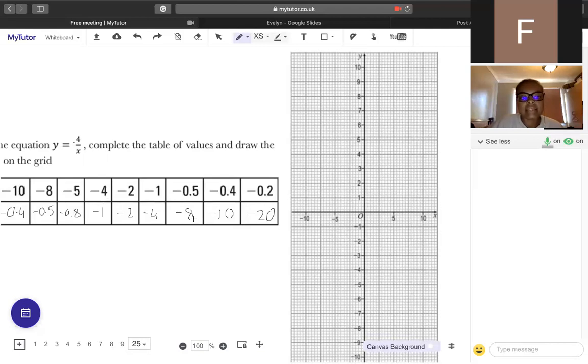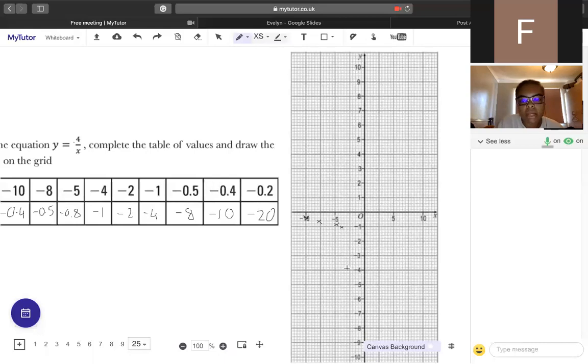So we've got minus 10, minus 0.4. That will go over, it will be around here. And then you'll have minus 8, minus 0.5, which will be around here. And then minus 5, minus 0.8, which will be a little bit lower over here. Then you have minus 4, minus 1, which will be here.